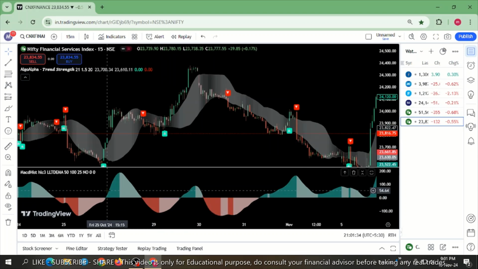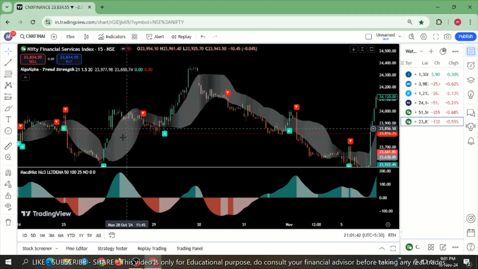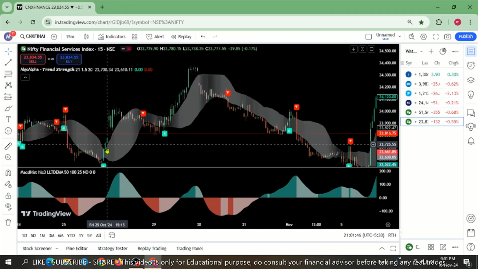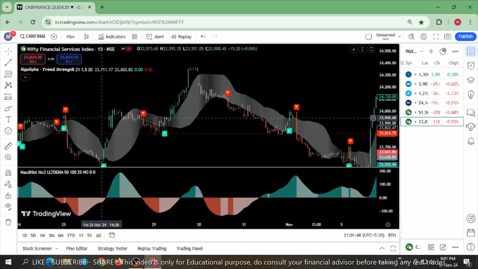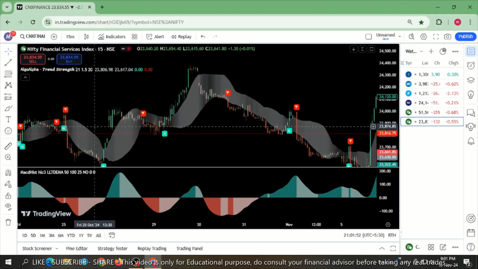You want to enter here by signal. But what is the histogram saying? If this is also saying green, then confidently you can enter. And don't wait until you get a red signal to exit. If you reach 1 is to 1, 1 is to 2, 1 is to 3, whatever you reach, exit 50% here, another 25%, another 25%, do that.